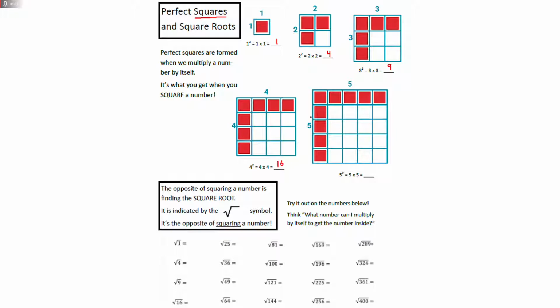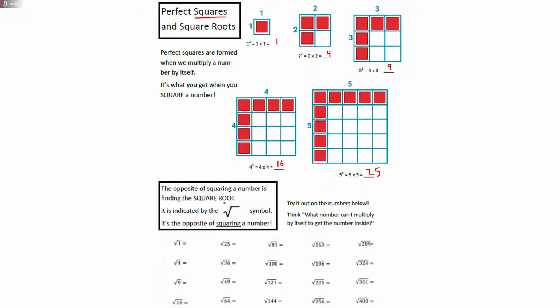And then lastly, I've got 5 on all sides of the square. So 5 squared, or 5 times 5, is 25. So that's a perfect square. The opposite of squaring a number is finding the square root. It is indicated by this square root symbol. So remember, it's the opposite of squaring a number.